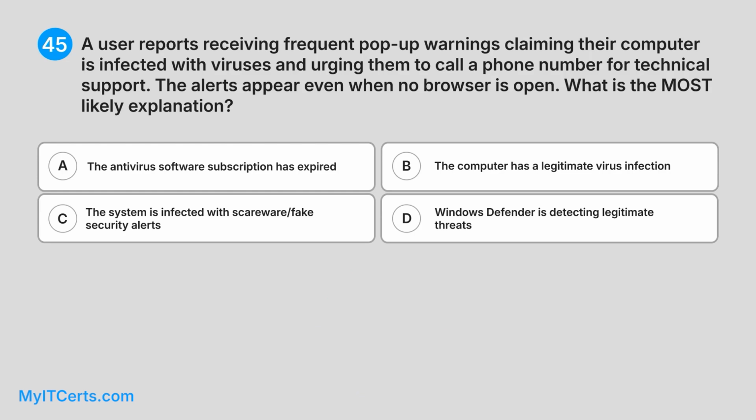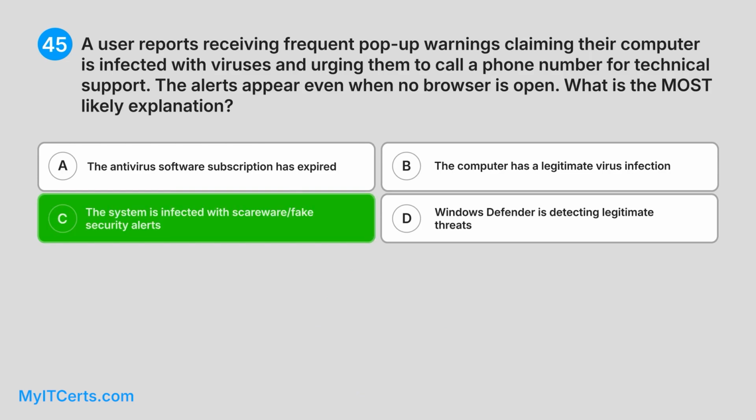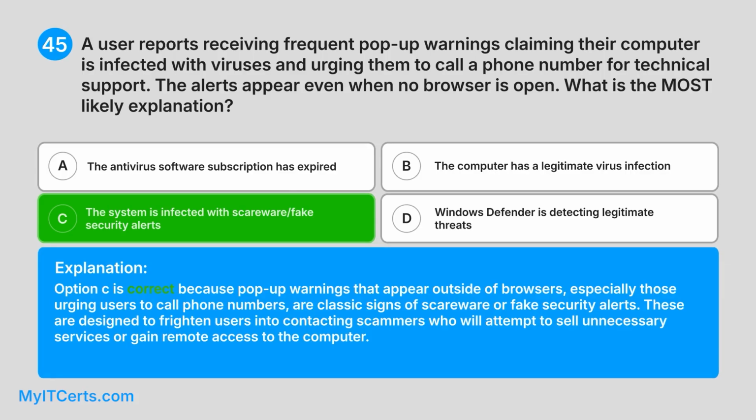Correct answer. C. The system is infected with scareware/fake security alerts. Explanation. Option C is correct because pop-up warnings that appear outside of browsers, especially those urging users to call phone numbers, are classic signs of scareware or fake security alerts. These are designed to frighten users into contacting scammers who will attempt to sell unnecessary services or gain remote access to the computer.